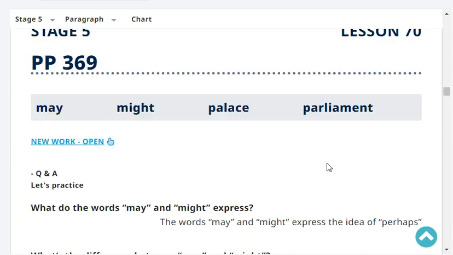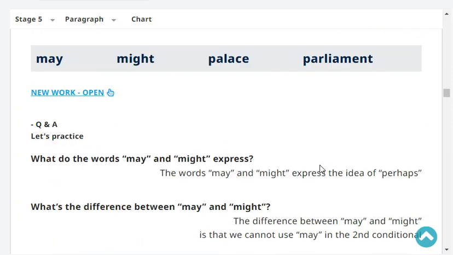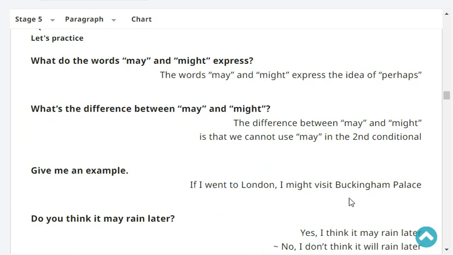Okay. What do the words may and might express? The words may and might express the idea of perhaps. What's the difference between may and might? The difference between may and might is that we cannot use may in the second conditional. Give me an example, please. If I went to London, I might visit Buckingham Palace.